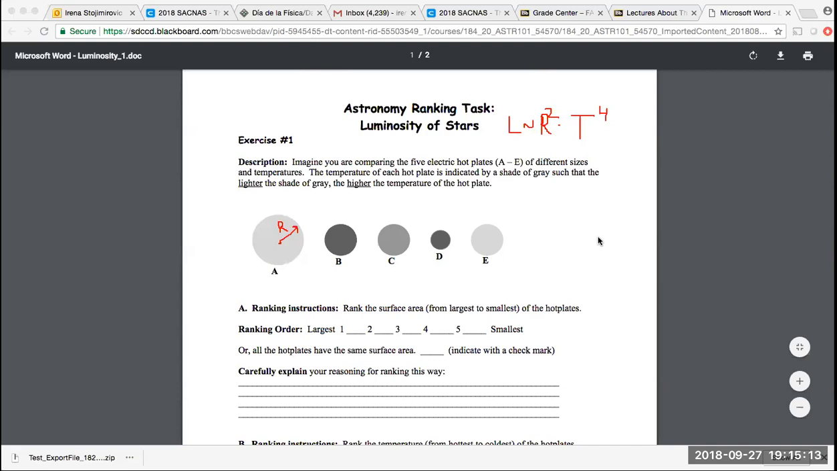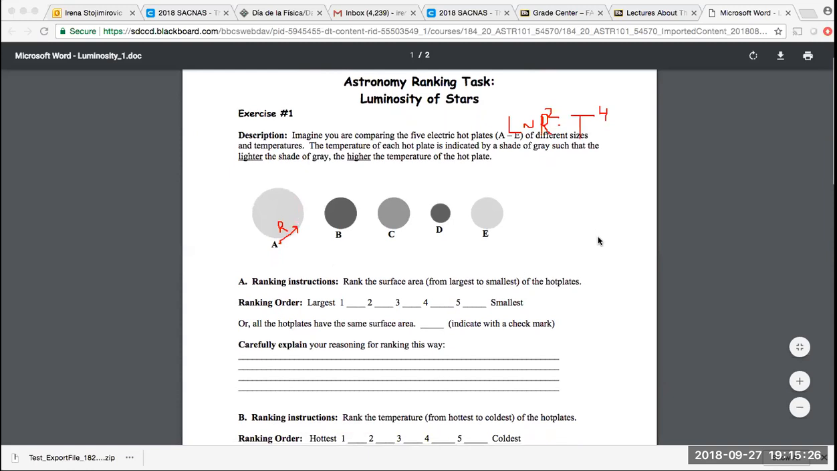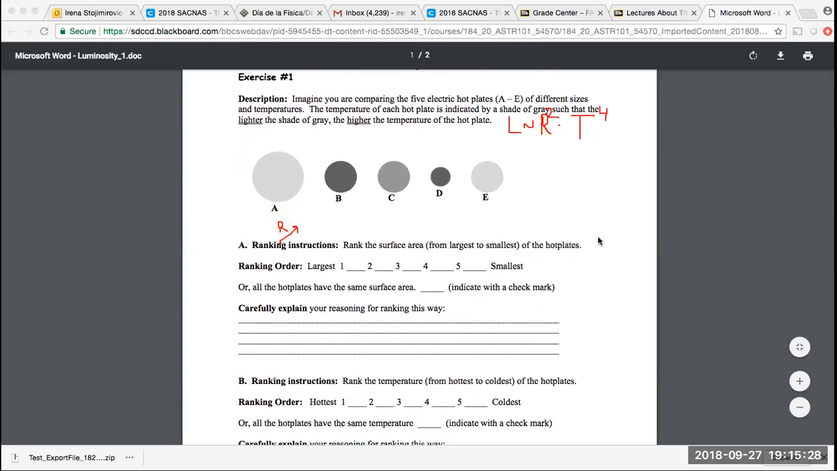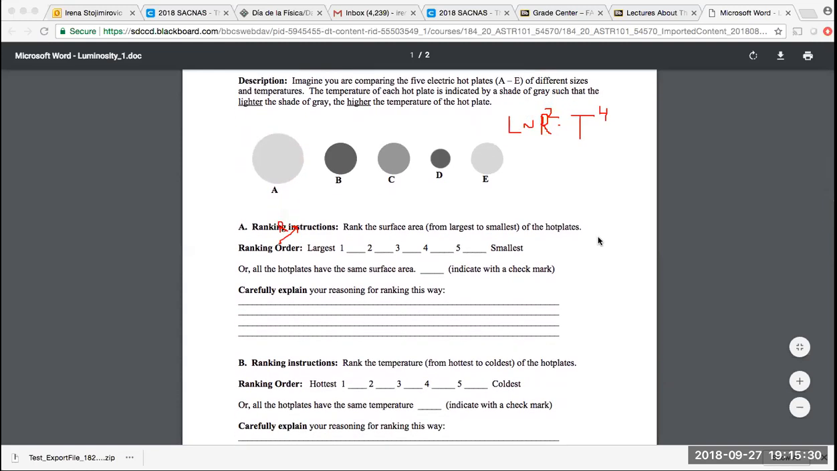So it'd be A is the largest. Yes. It looks like B, C, and E are all the same size. Very good. And then D is the smallest. Exactly. Okay. And then the next one is asking you to rank their temperatures.